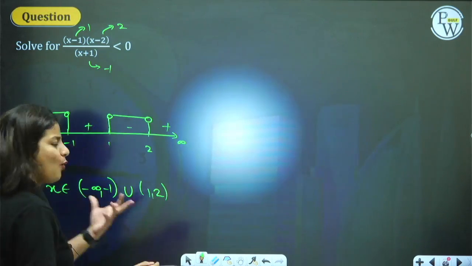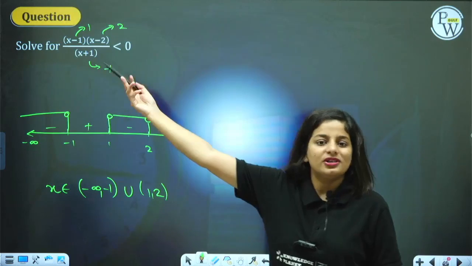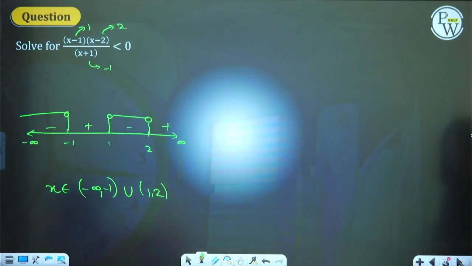Why am I using open intervals everywhere? Because it's a bubble. Why bubble? Because there is no equal to it. Strict inequality. Super.